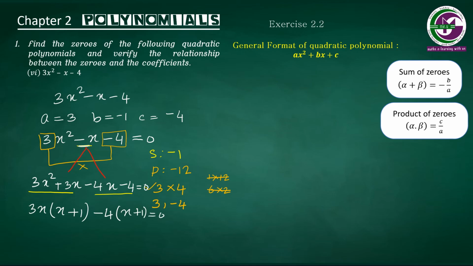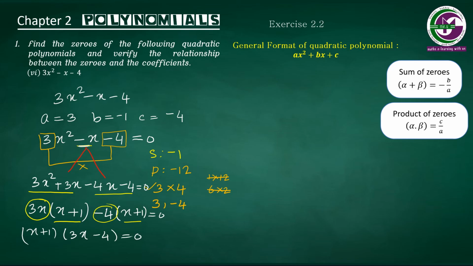You can note that x plus 1, x plus 1, they are the same. They must be the same. Now we'll take the common factor x plus 1. X plus 1 is a common factor. So here it is 3x and minus 4 is there. So it is 3x minus 4 equal to 0.